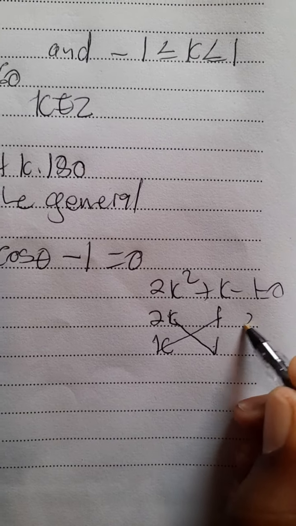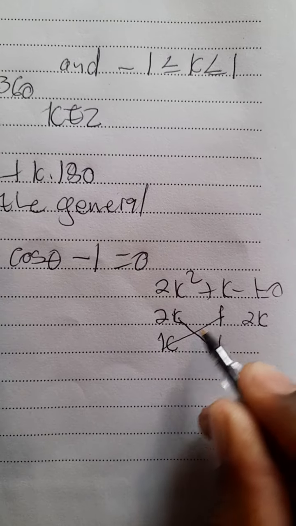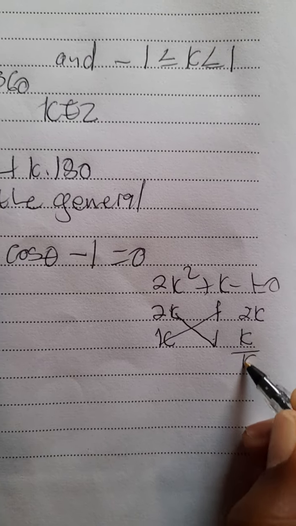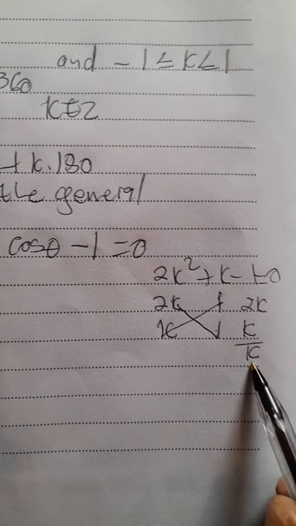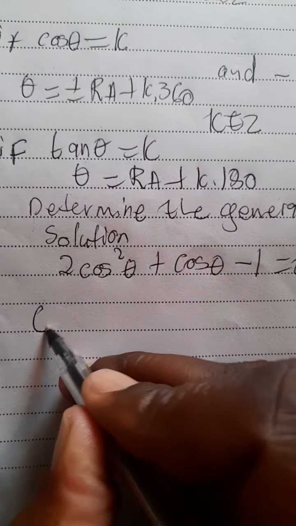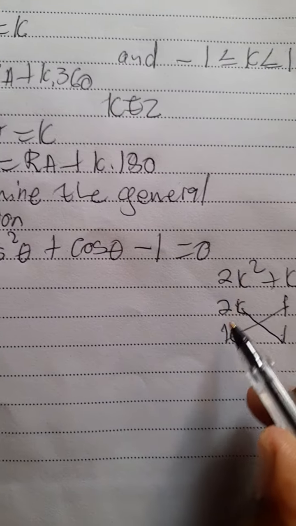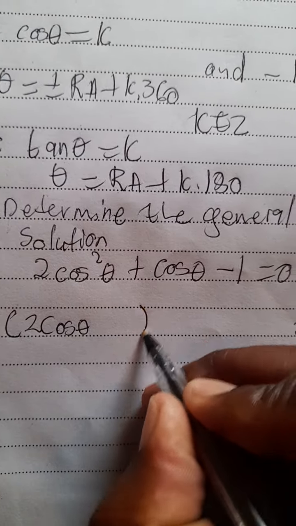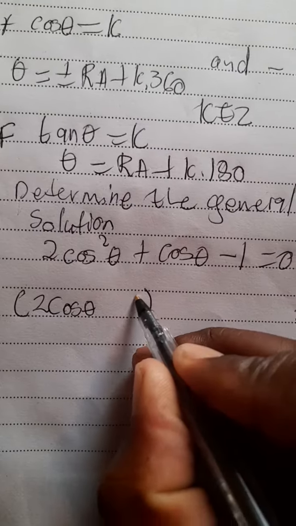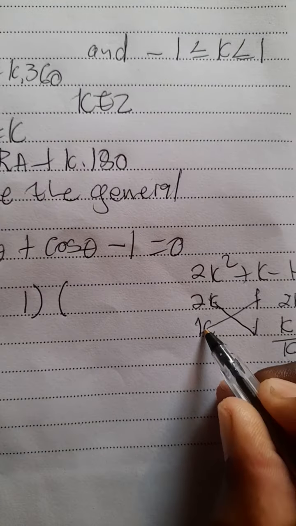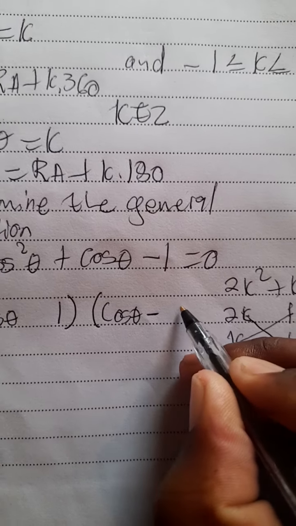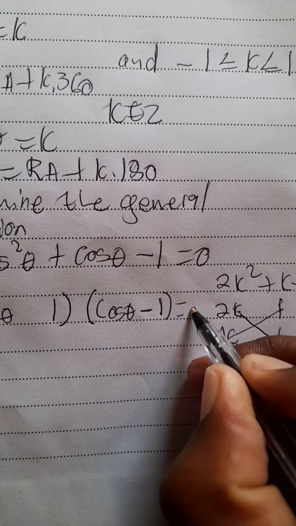2k multiplied by 1 is 2k, and 1 multiplied by k is k. 2k minus k is k. So these factors are suitable here. Let's take this and put it here. So we are going to have 2, and remember that this k represents cos, so we're going to put 2 cos theta. And the factor there is 1. Remember k represents cos, so we're going to put cos theta, as well as minus 1 equated to 0.